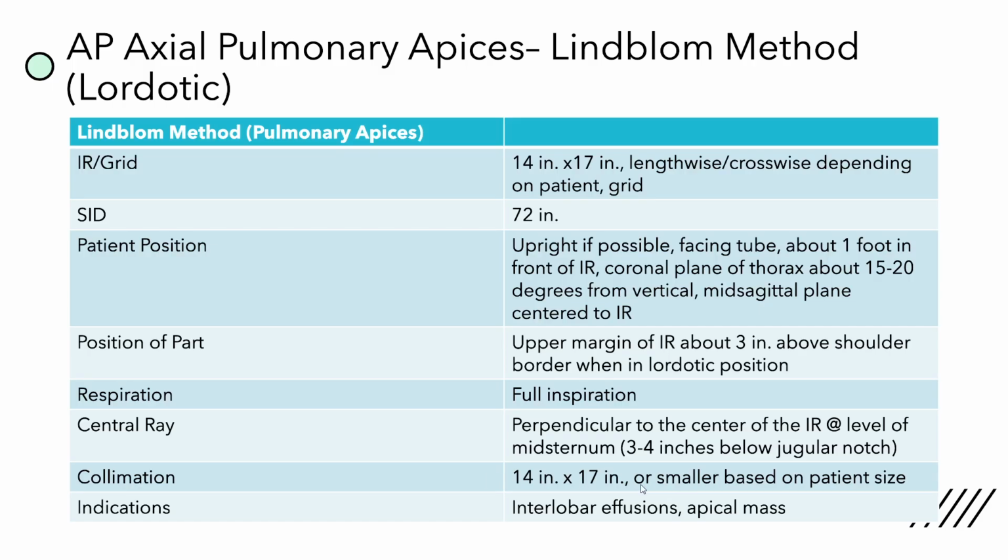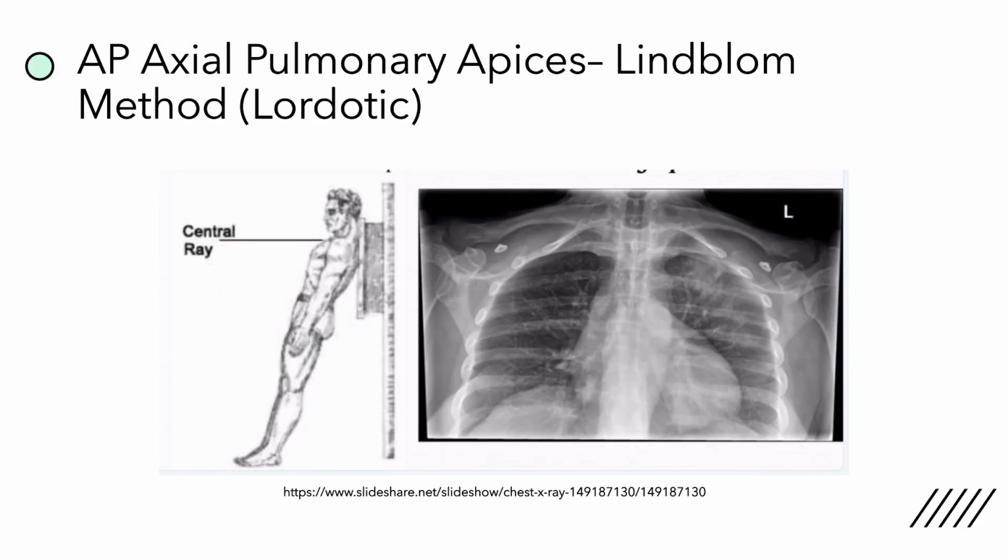We'll do collimation 14 by 17, again, smaller based on patient size. And in this case, we're looking for effusions between lobes of the lungs or apical lung masses. Because remember I said that sometimes tumors like to hang out in those apices of the lungs, and sometimes they can be occluded by ribs. So it's important to be able to get this image, especially if we're suspecting that.